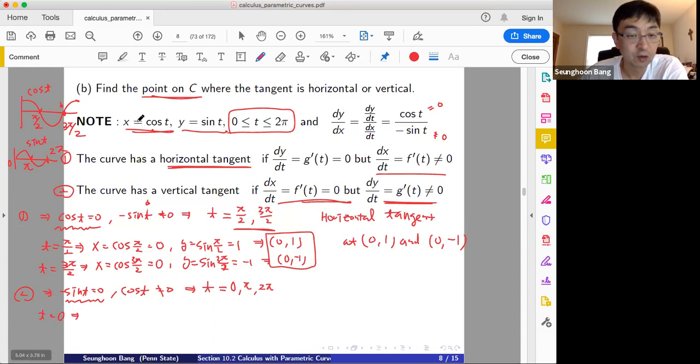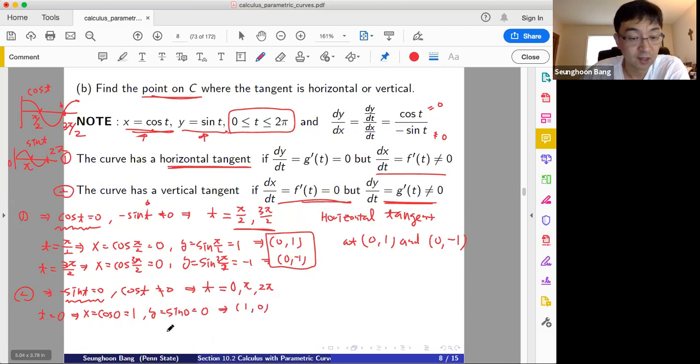So t equals 0. You can plug into x and y. Find the x component, y component. X is cosine of 0. Cosine of 0 is 1. The y is sine of 0. Sine of 0 is 0.